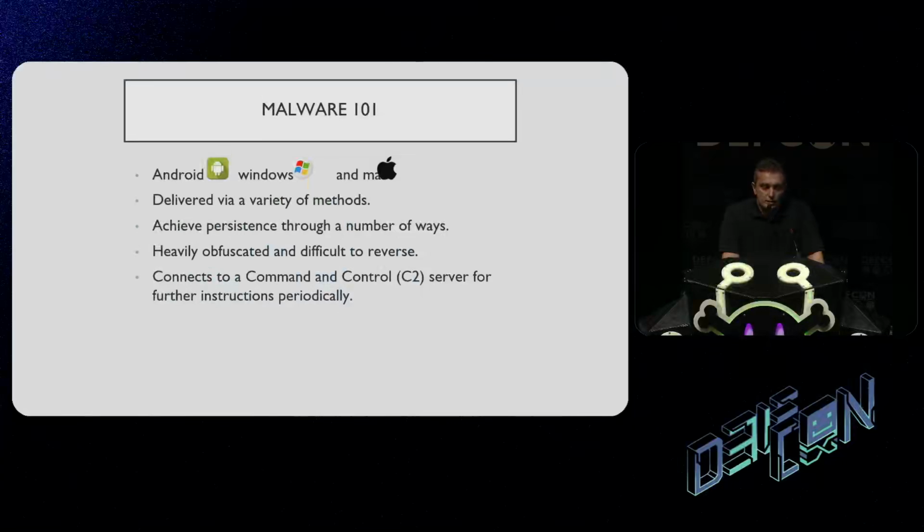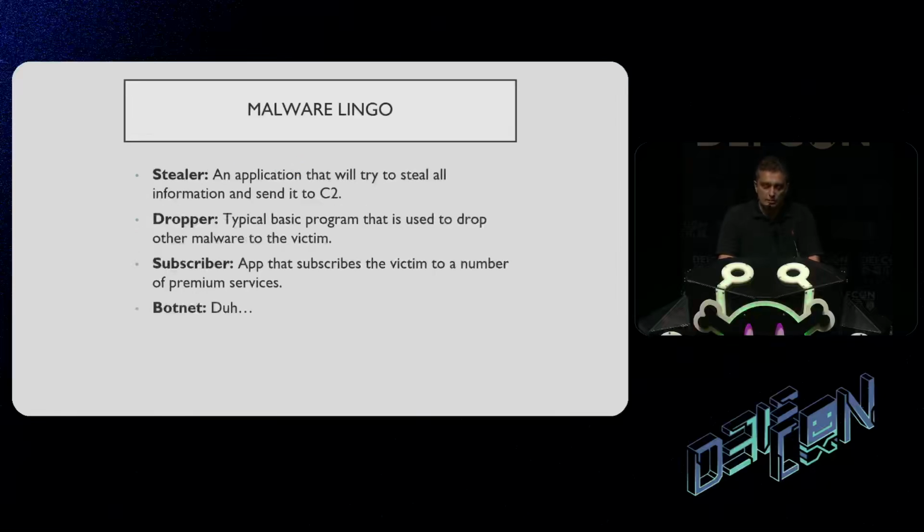A little intro on malware. It can be run on Android, Windows, and Mac. It can be delivered via a variety of methods. It tries to achieve persistence through a number of ways. It's usually heavily obfuscated and difficult to reverse, and it connects to a C2 server for further instructions periodically. This is the part that we are going to take a deeper look into.